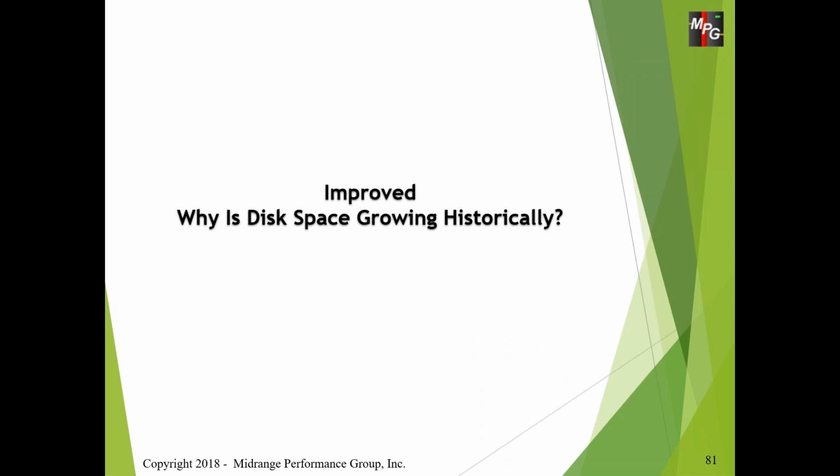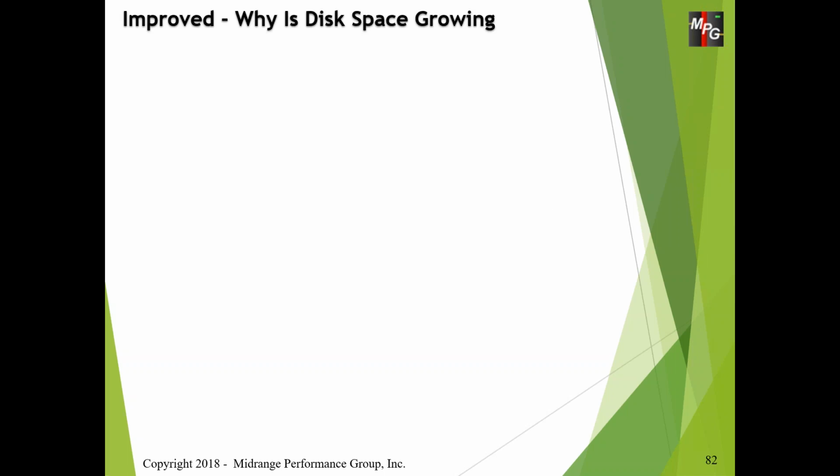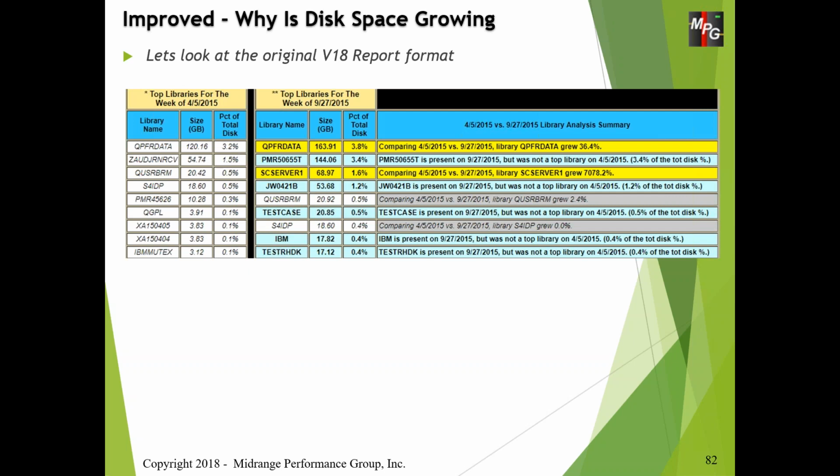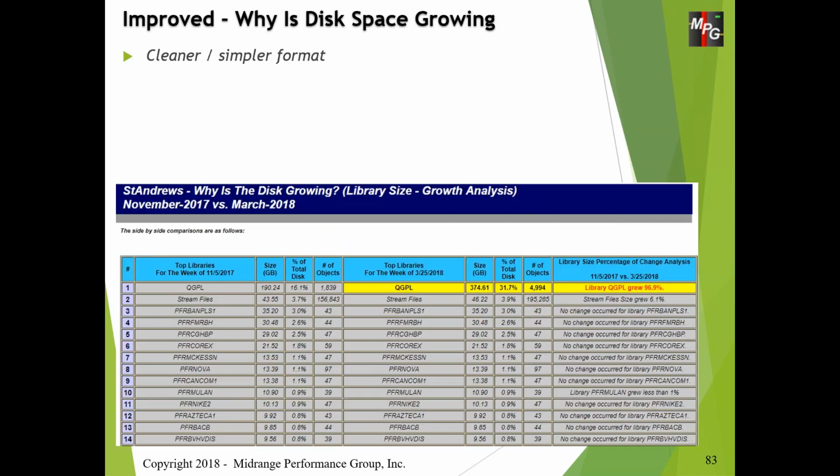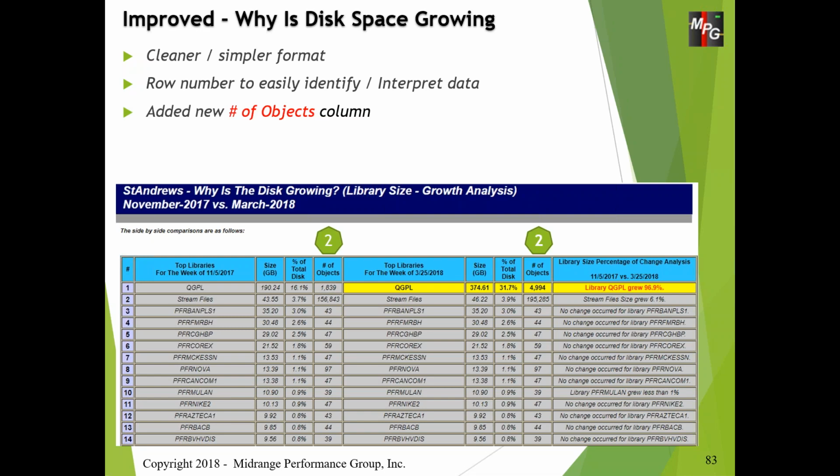So why is disk space growing historically? So if you had a situation where you had one out of control, let's figure it out. Really easy with PerfNav. So the version 18 format was cool. We liked it. We just added a little bit more functionality in 19. We added a row number to all reporting. So if you wanted to see like, hey, look at row 4, just kind of easier to interpret the report. But look what we added, number of objects. So not only are we doing a top library analysis, we're looking at a before date and after date, we're actually showing the number of objects as well.